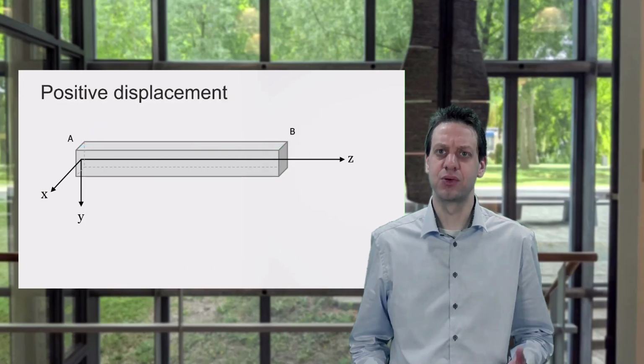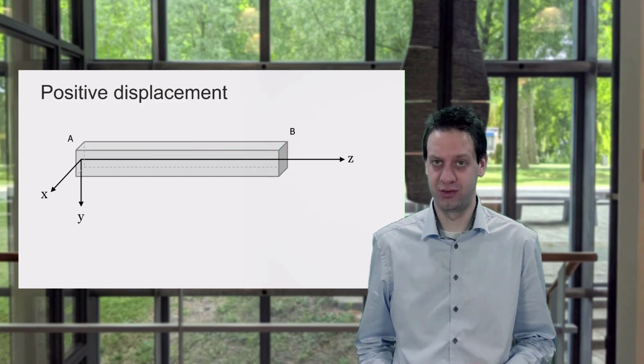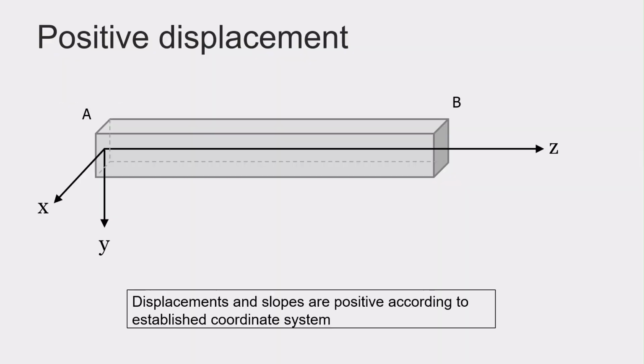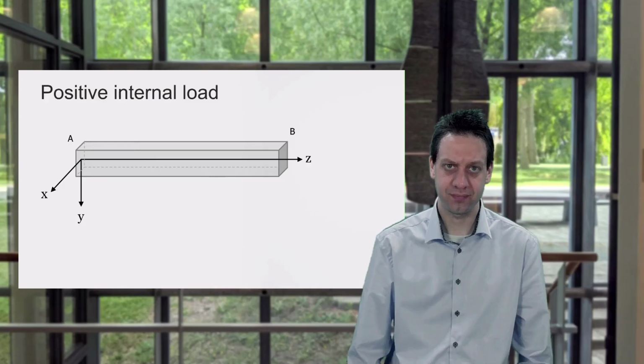The next question is, what does this mean for the deformation? When do we consider deformation to be positive? Actually, we can be relatively brief about this aspect. The displacements and slopes are positive according to the established coordinate system. Hence, a displacement downward, as depicted here, is considered to be a positive displacement. The slope is positive if it increases the rate of the deformation in the positive direction. Hence, an angle that is clockwise is defined as a positive slope.